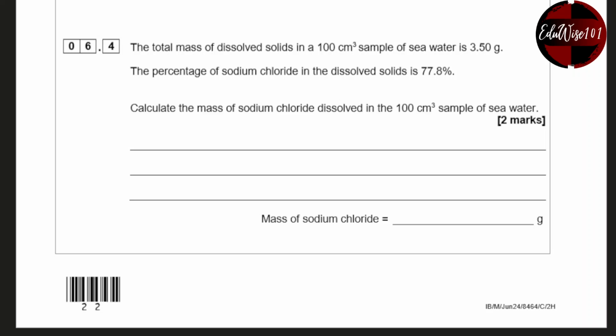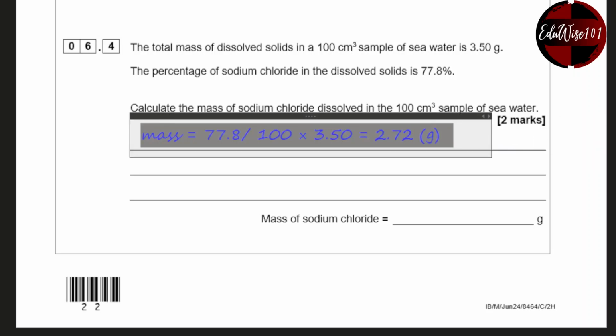The total mass of dissolved solids in a 100 cm³ sample of seawater is 3.5 grams. The percentage of sodium chloride in the dissolved solids is 77.8%. Calculate the mass of sodium chloride dissolved in the 100 cm³ sample. So how would you do that? You need to simply find what is 77.8% of 3.5. You don't have to include the 100 cm³ as part of your calculation, because they're still asking you to find how much sodium chloride is in that 100 cm³.